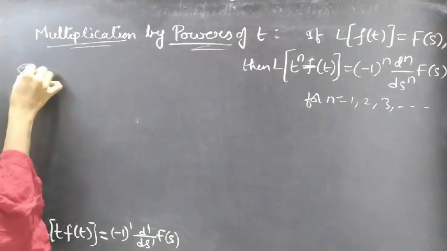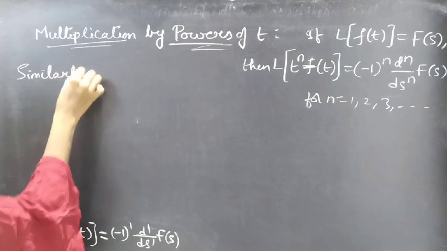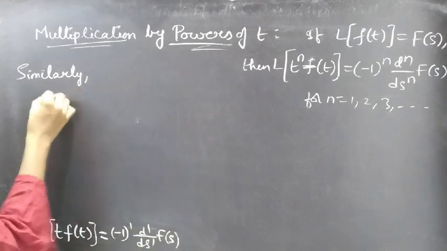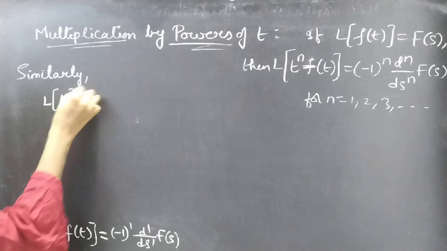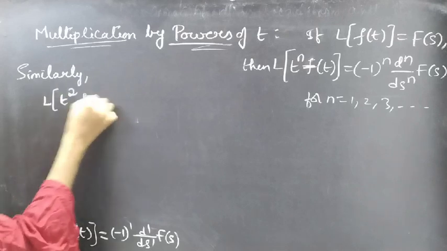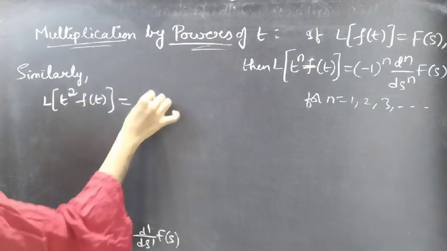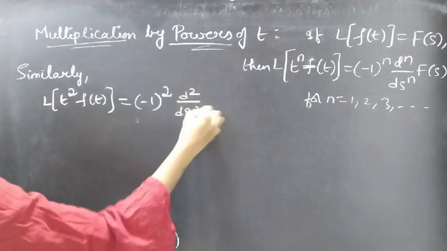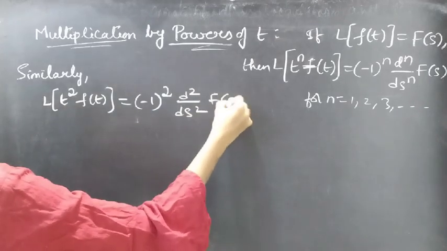Similarly, for the first derivative, that is for first power of t, multiplication by power of t, that is t power 1, we got minus 1 power n d power 1 by ds power n into f of s. Similarly, for L of t power 2, we'll get minus 1 whole square into d square by ds square into f of s.